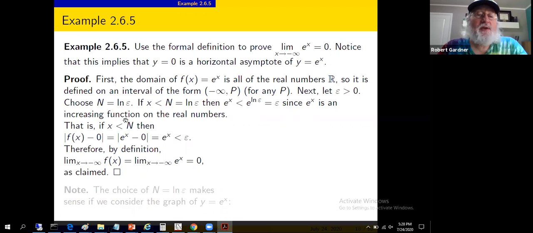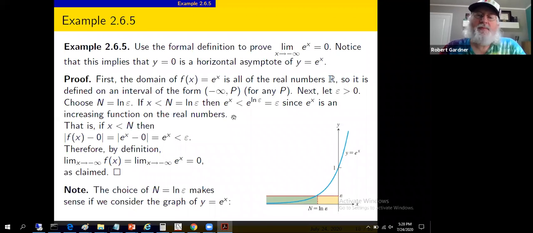The exponential function is an increasing function. You put bigger things in, you get bigger things out. Here's the graph of it. Yeah, the exponential function is an increasing function. So if I put something bigger, like natural log of n in, I'll get out something bigger versus putting something smaller like x in. So the inequality is preserved there because we're dealing with a function that increases as we read from left to right.